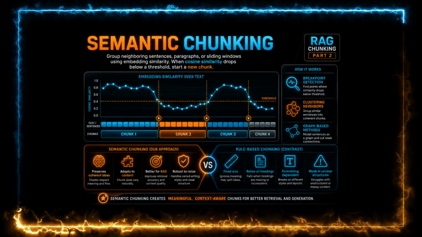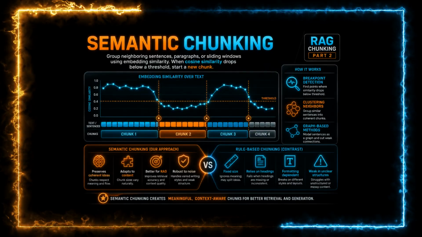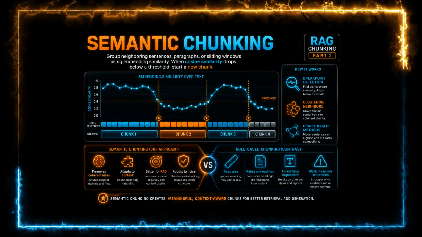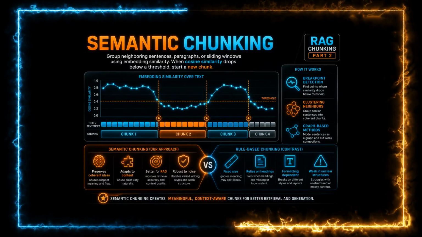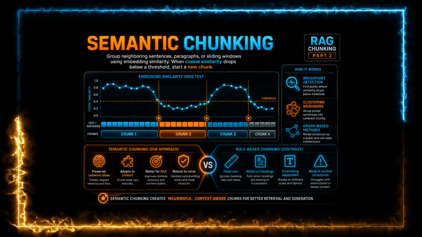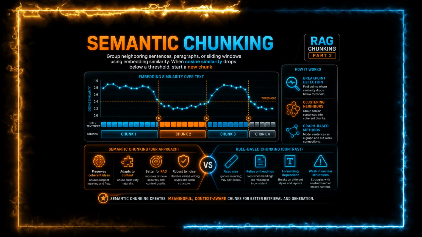Structure-aware chunking needs headings and blocks. Some docs don't have them, or the topic shifts inside a section with no visual break. Semantic chunking splits content where the meaning or topic changes.